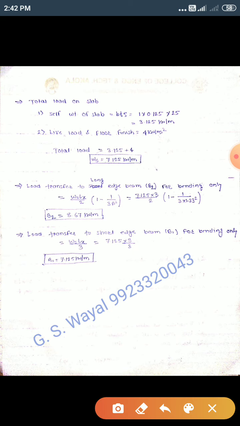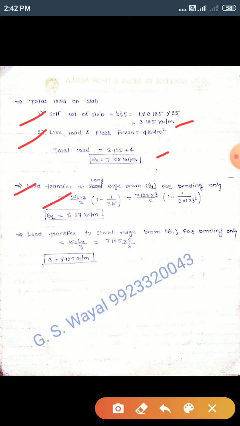In the total load, first calculate the self weight of slab. In the self weight of slab, consider B T rho. By considering this formula you will get the value 3.125 kilonewton per meter square. Then live load and floor finish is 4 kilonewton per meter square, and the total load is 7.125 kilonewton per meter square. Now the load transfers to the long edge beam for bending only.